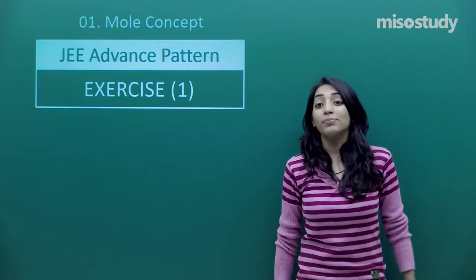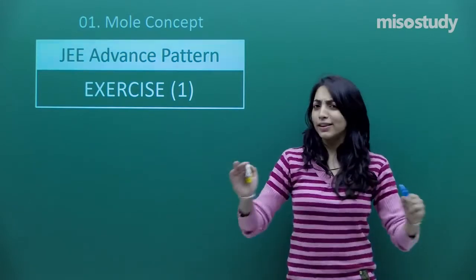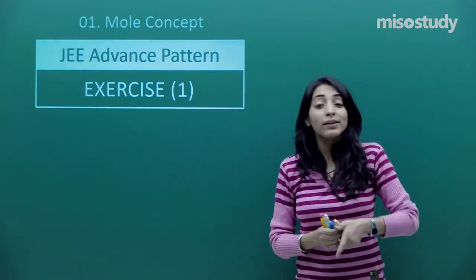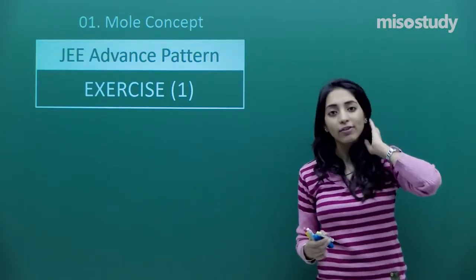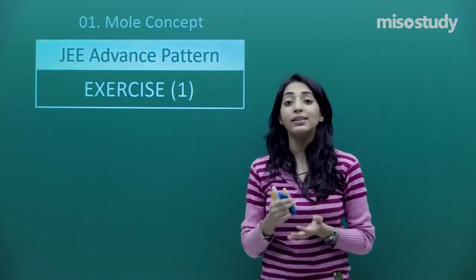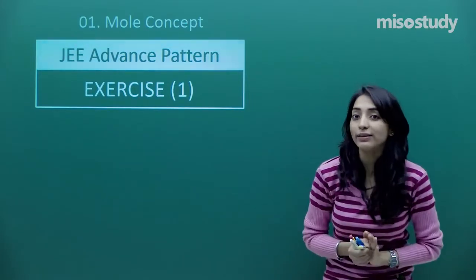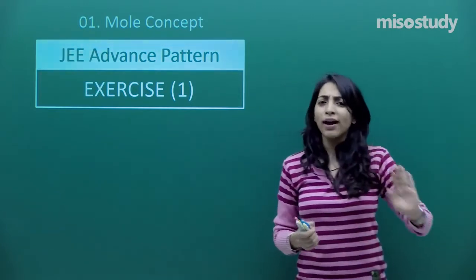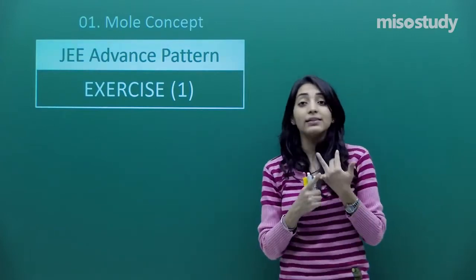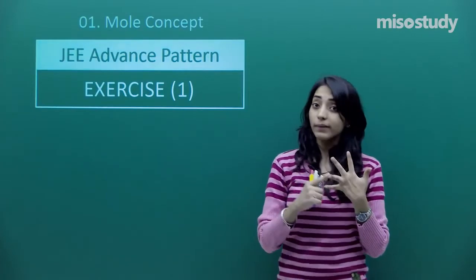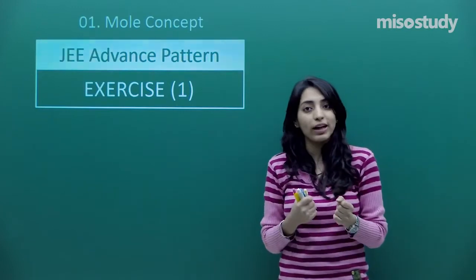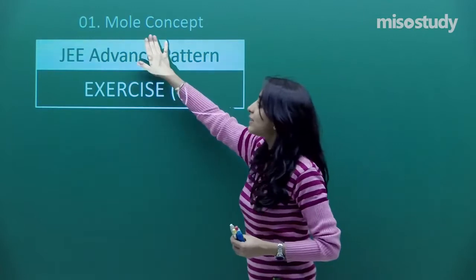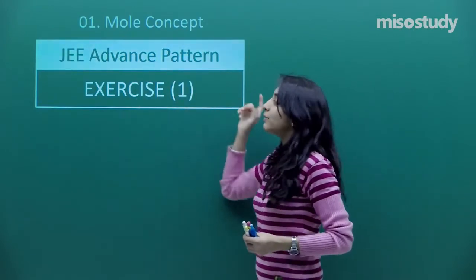So now I am here with you once again, but this time I have got some difficult questions for you. You might be thinking that we are going to do some theory, right? But guys, we have completed the theory part of the chapter mole concept, which is some basic concepts of chemistry. Since we have done the theory part, we discussed the CBSE level questions. We discussed the JEE Mains level questions as well, right?